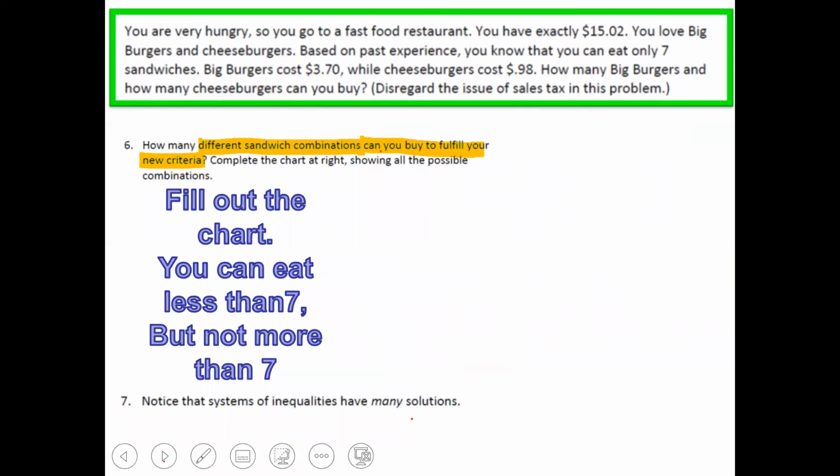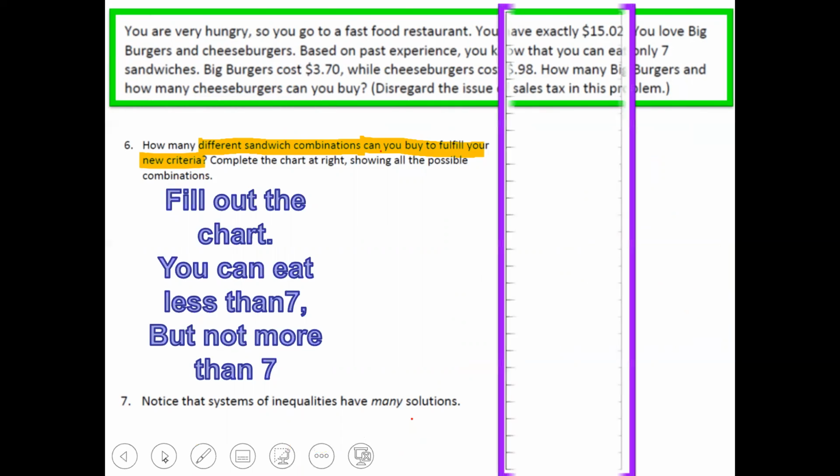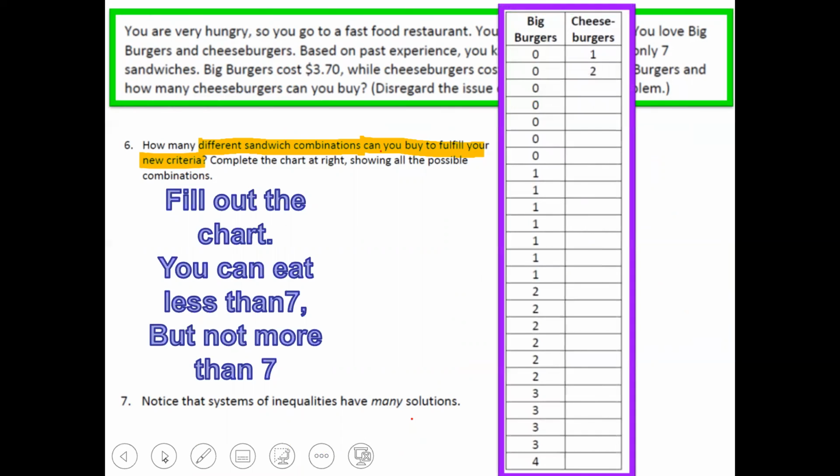All right, so now let's go ahead and fill out the chart. Okay, so remember you can eat 7 or less, but not more than 7. So what are the different possibilities? Well, I can go ahead and eat 0 big burgers and 1 cheeseburger, 0 big burgers and 2 cheeseburger, and I can go 3, 4, 5, 6, 7. And if you look at it, if I add it together, it does not pass 7, so I'm good to go.